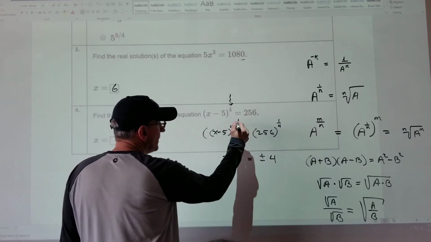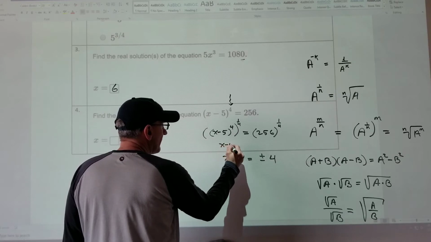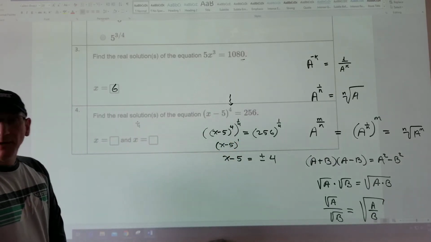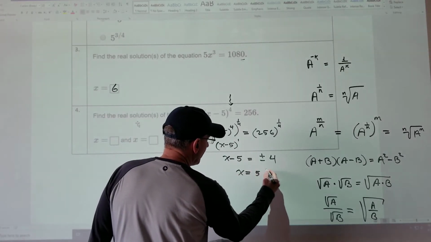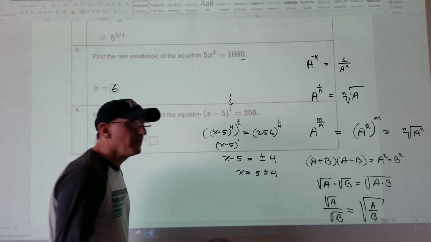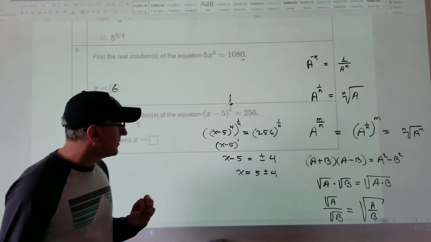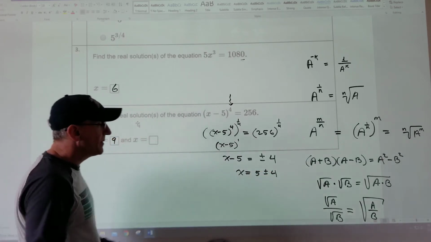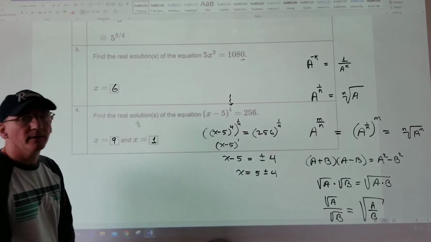And then I already explained this. 4 times 1/4 is 1, and this is x minus 5 to the 1 power, which is just x minus 5. Okay? So now all you have to do is add 5 to both sides, and you get x equals 5 plus or minus 4, which quite literally is 2 numbers represented by a weird sort of arrangement. It means 5 plus 4 is 9. But it also means 5 minus 4 is 1. And those are the 2 answers.